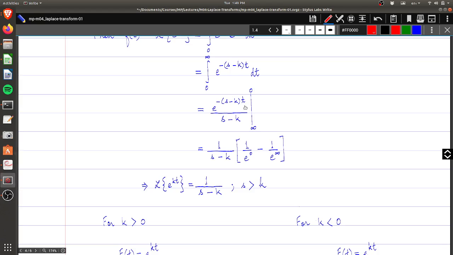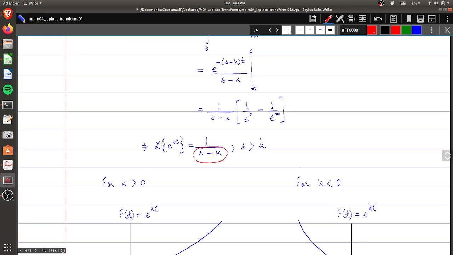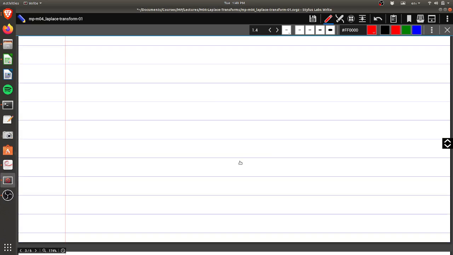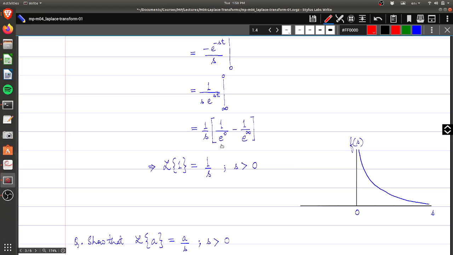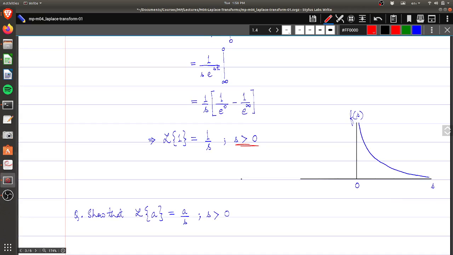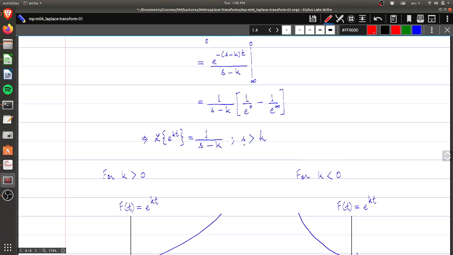So that gives us the Laplace transform of e to the power kt equal to 1 by s minus k, and of course the condition is that the denominator must be positive, so s minus k must be greater than 0, which gives us s greater than k. That is pretty much the same way as we got over here, where we had 1 by s, the denominator was s, so we had to make sure the denominator is greater than 0, so s greater than 0. Same thing here: the denominator is s minus k, so we have to ensure s minus k is greater than 0, which gives s greater than k.